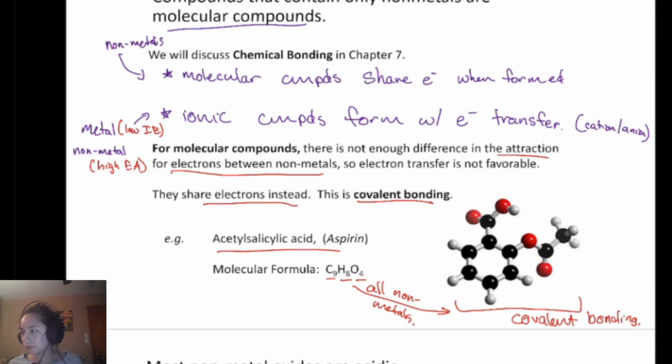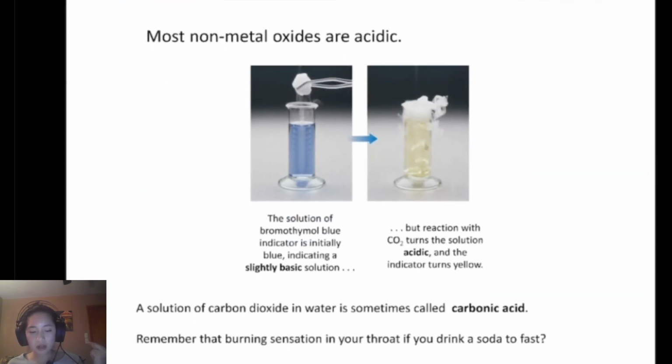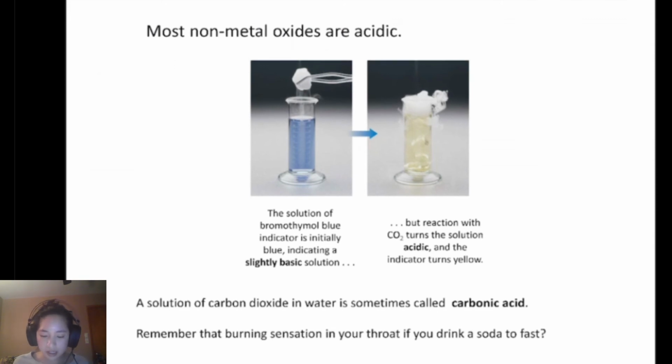Great. Okay, so let's talk about nonmetal oxides. Remember, metal oxides are basic, nonmetal oxides are acidic. So here is an example.